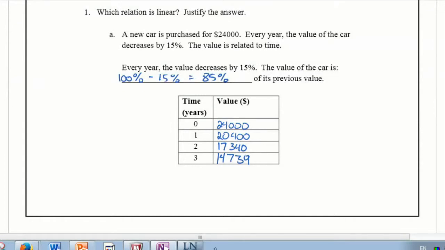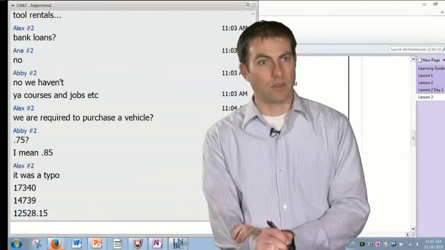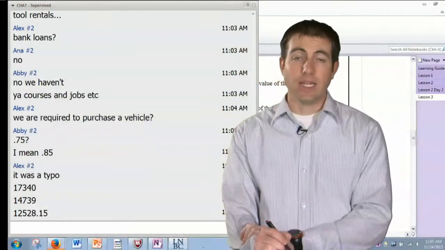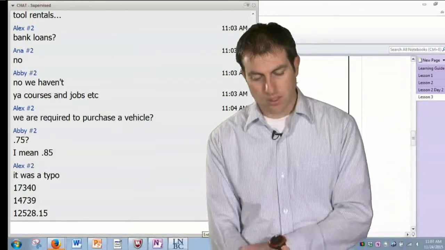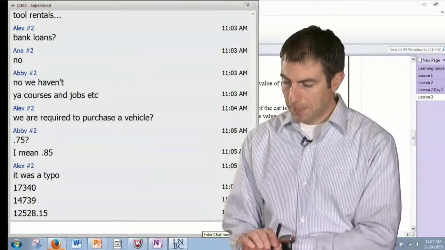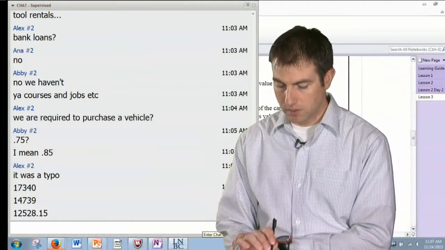So we're going to end up at 14,739. And that is what Alex has entered into the chat there. He actually took it to a fourth year and ended up with 12,528. And it can keep going and going until your car is worth nothing after a long enough period of time, which sometimes happens.